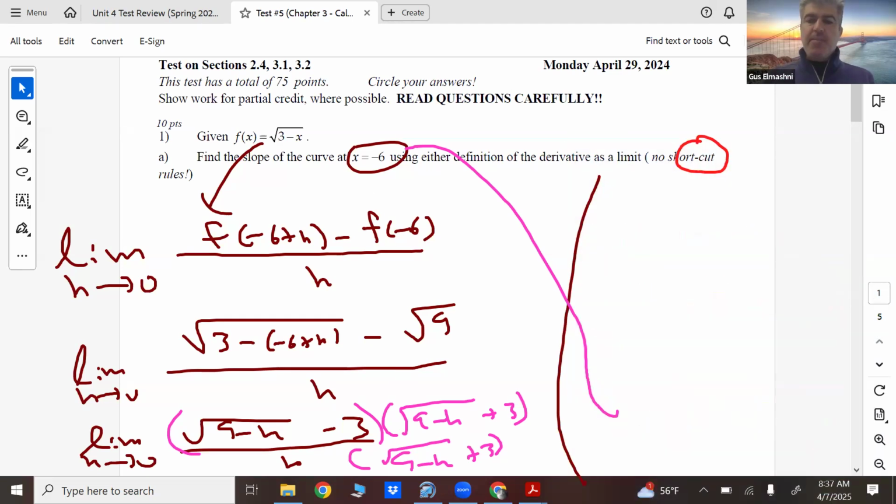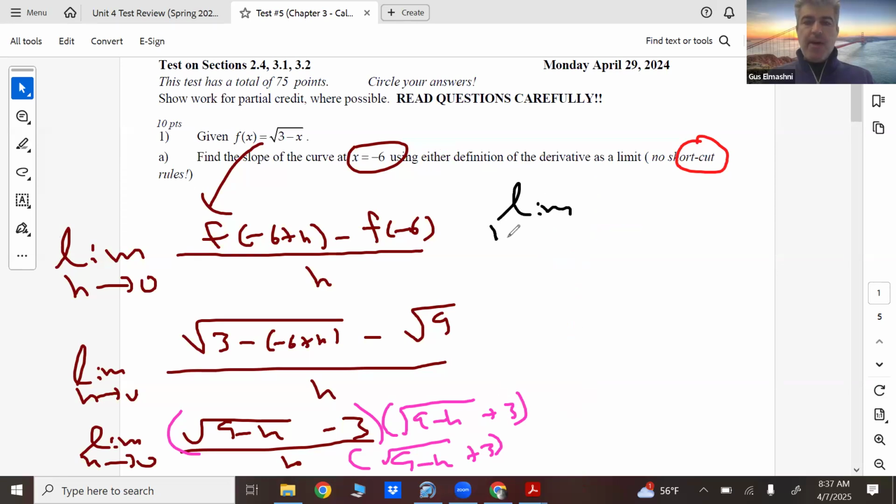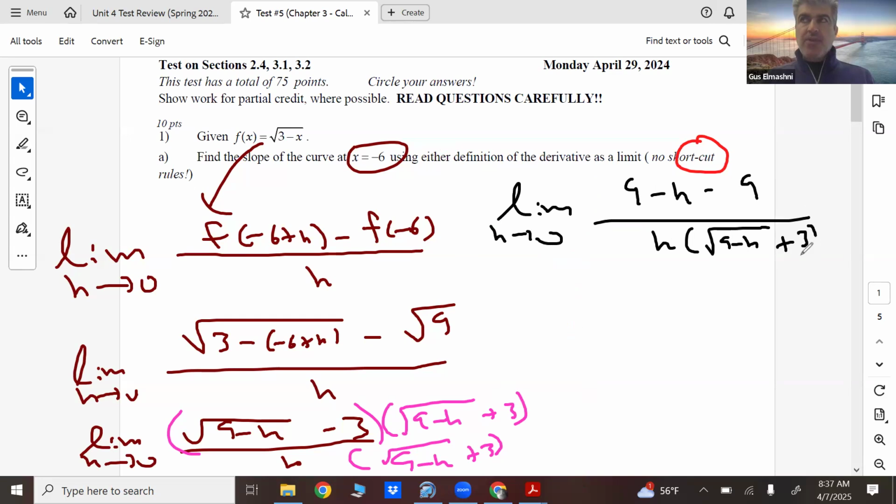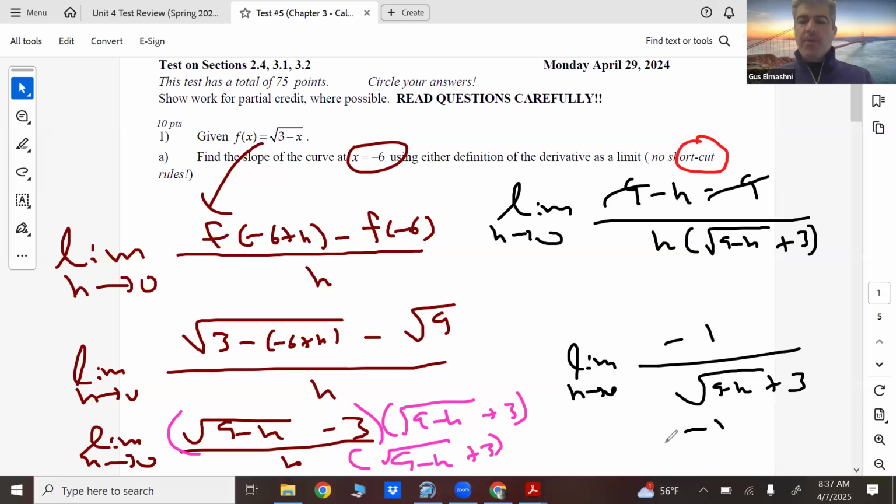I know I'm supposed to get -1/6 as my answer. I expect that. So if I wrap it up, you should have the limit as h approaches 0 of 9 minus h minus 9 over h. And see how the 9s cancel, right? And then the h's also cancel. I know I skipped a couple steps here. And then if you plug in 0 for h, you're golden.